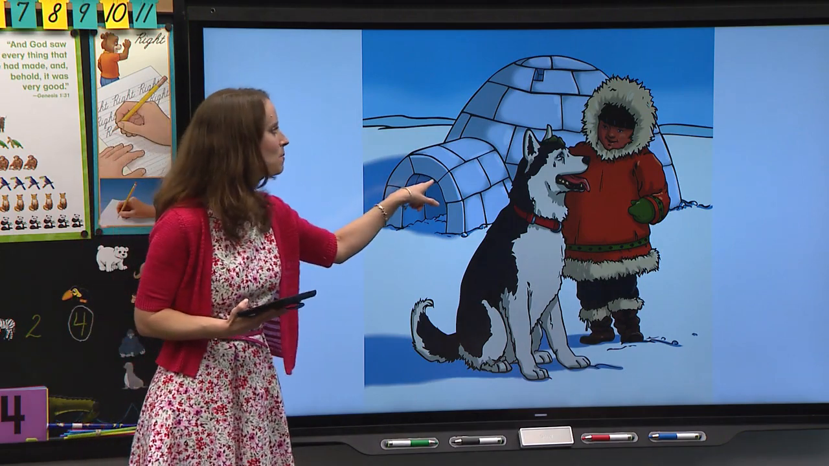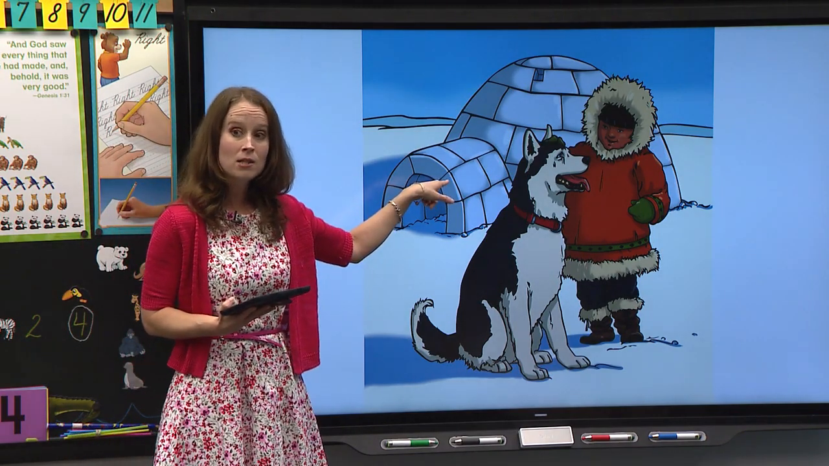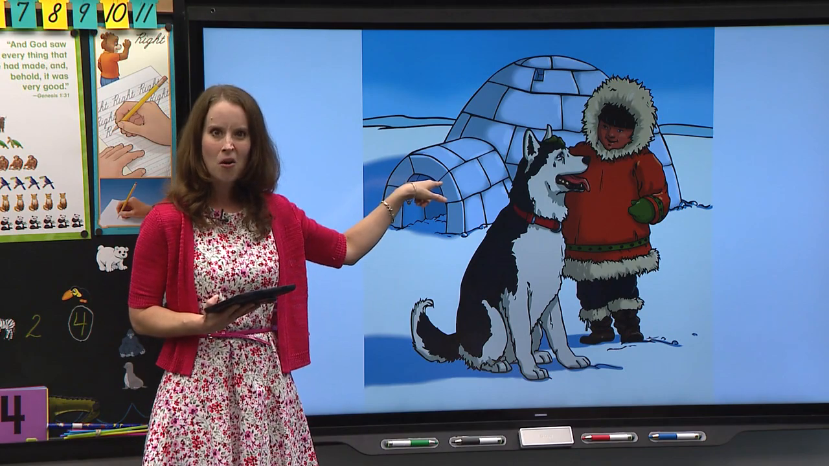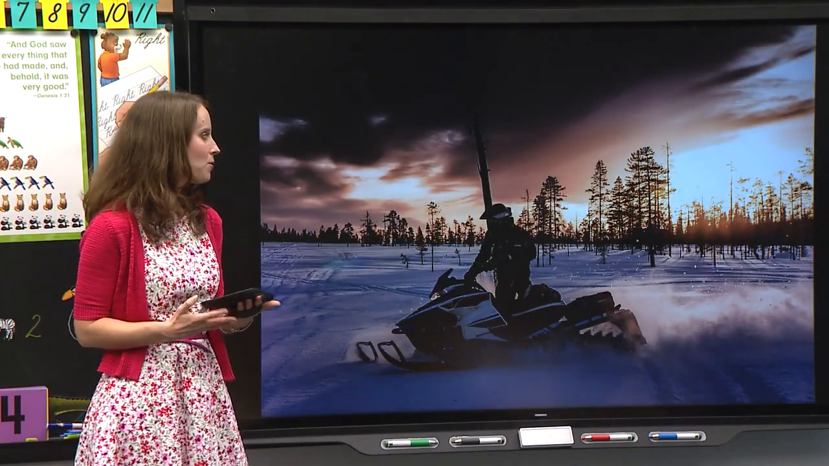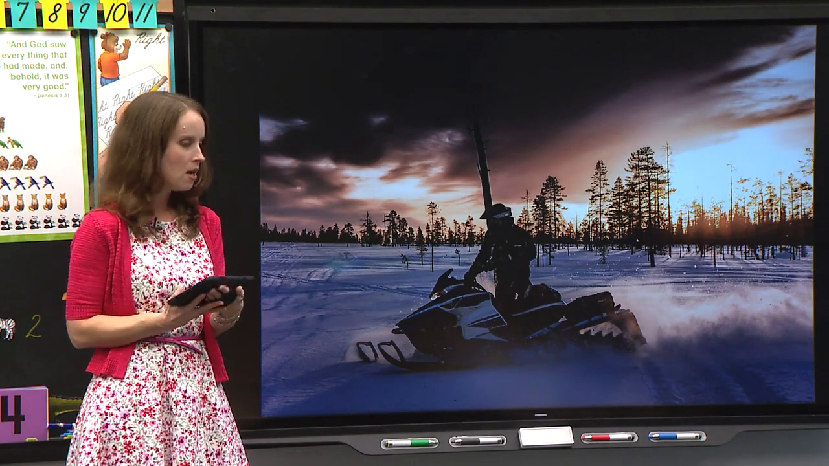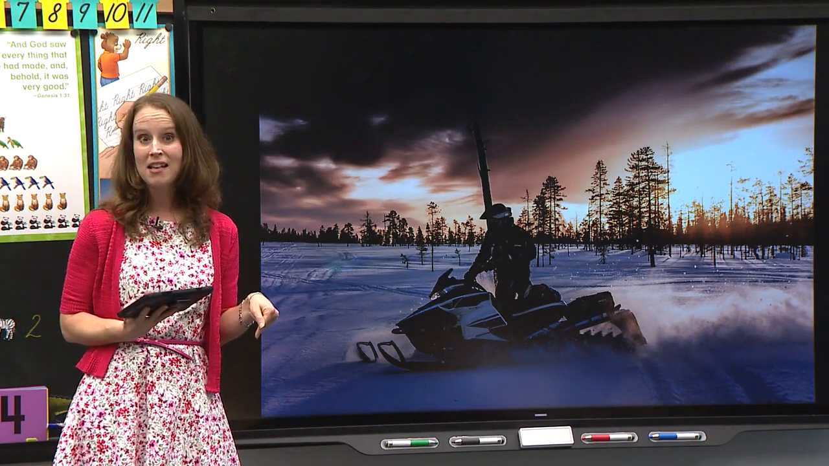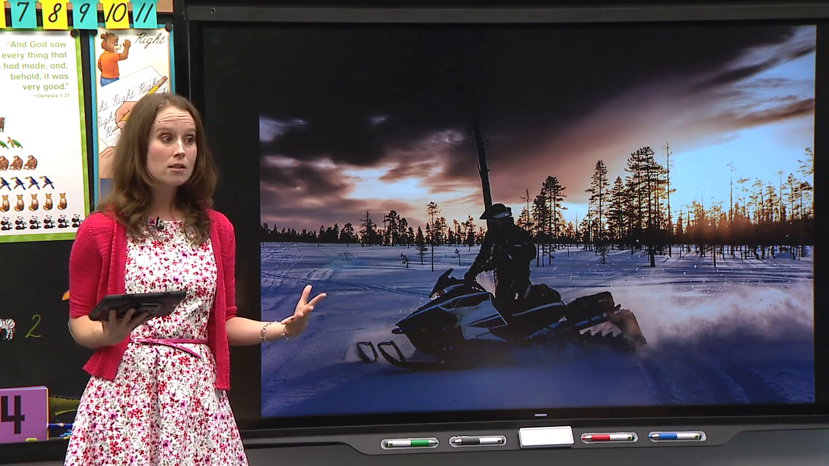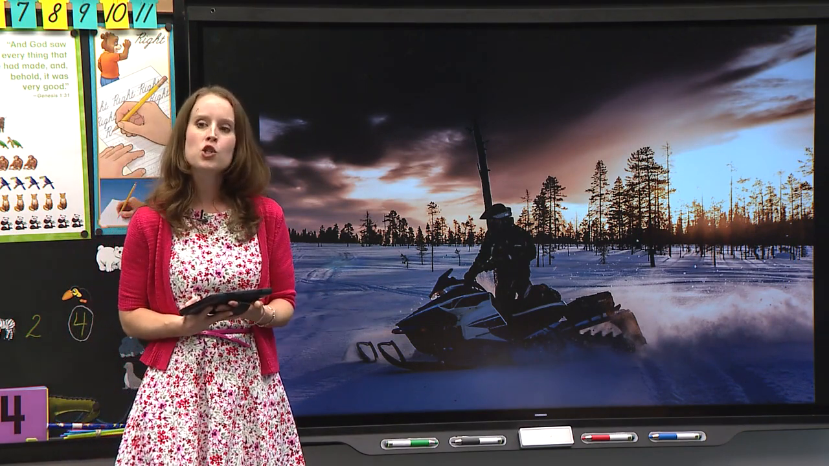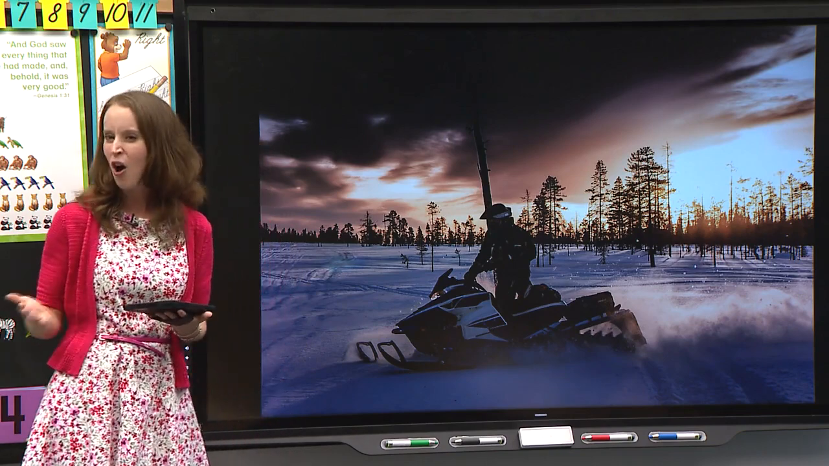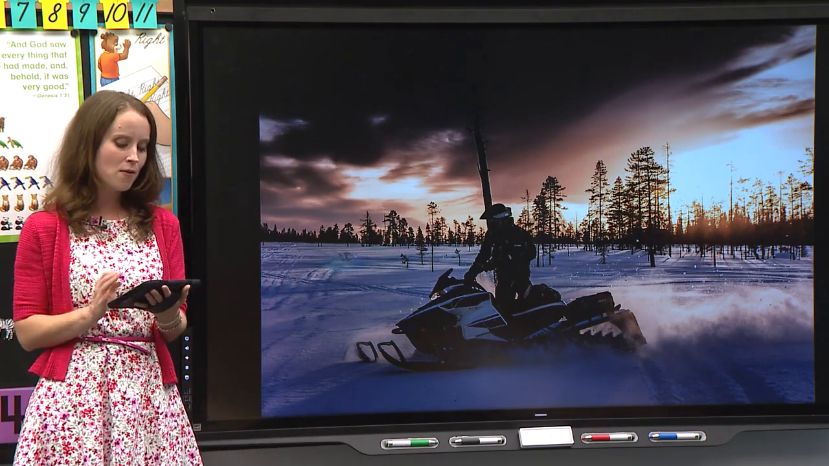Now, he has a very special house that he might live in during the winter time. Do you know what that's called? It's called an igloo. And an igloo is just another name for an ice house or a house made out of ice blocks. Now, today, those who live in Alaska, they're not going to use sled dogs like they used to use to get around. Instead, they'll use something like this called a snowmobile. And it's kind of like a car that travels quickly on top of the snow.